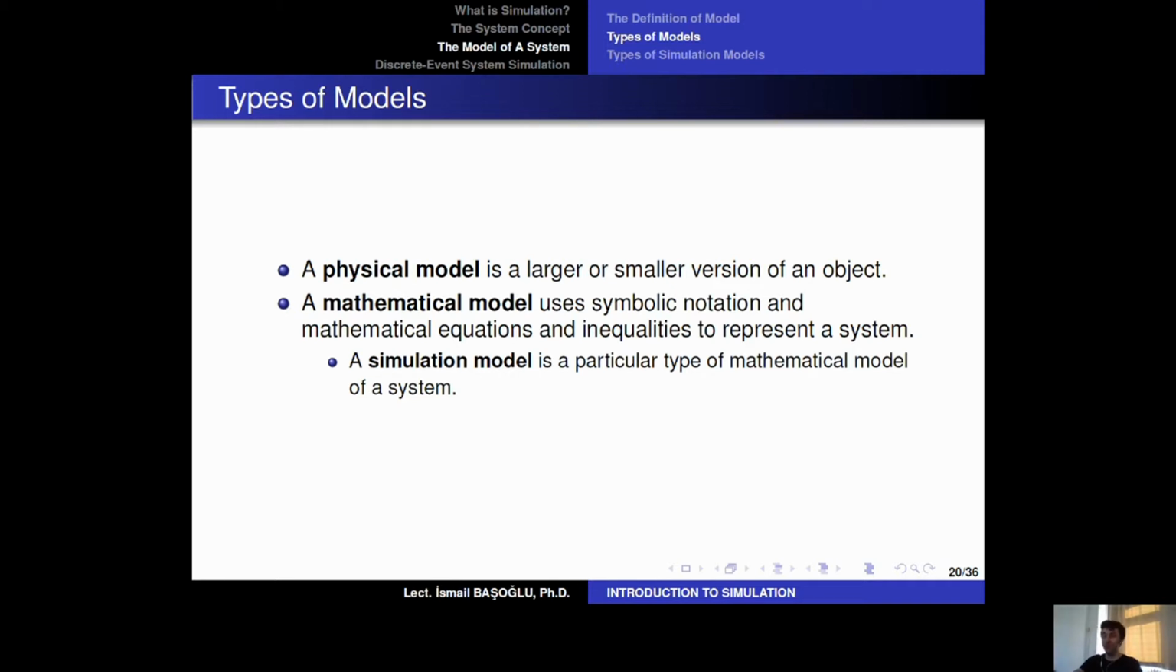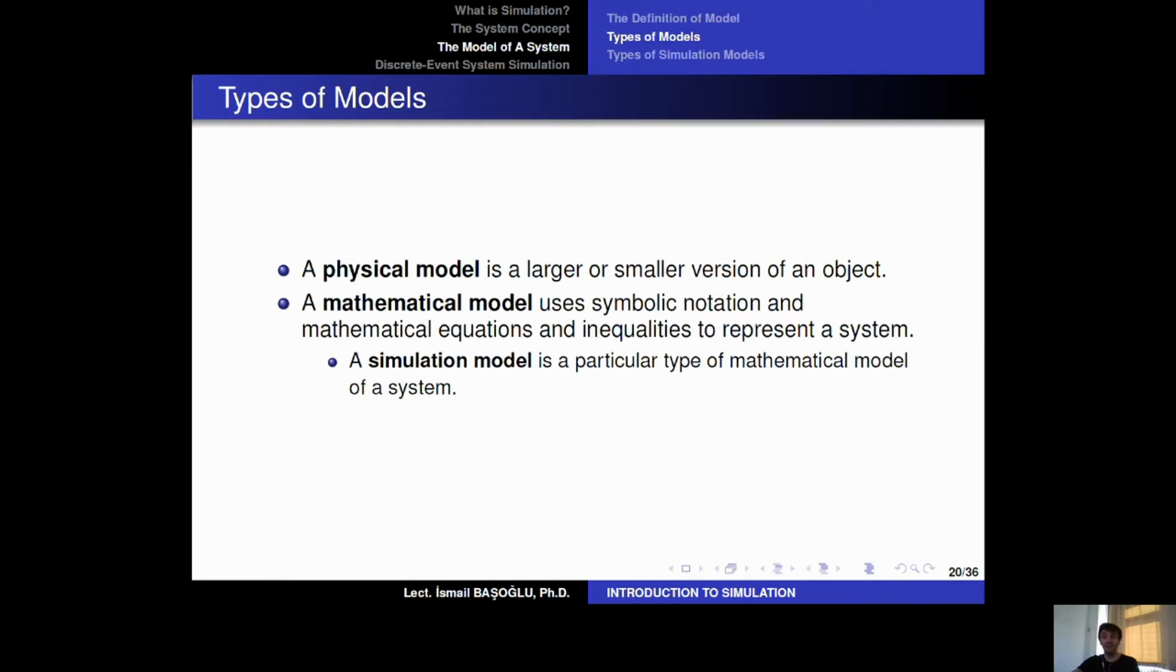Imagine the other example, the human body cell. A human body cell is very small. I mean, you cannot even observe it with your naked eye. So what you are going to do is create a larger version of it as a physical model, right? But as industrial engineers, we are usually using mathematical models. Mathematical models use symbolic notation and mathematical equations and inequalities to represent a system. For example, a set of differential equations is actually a mathematical model of a dynamically changing system.